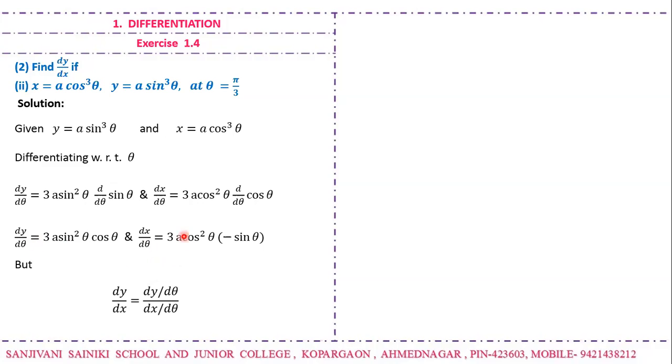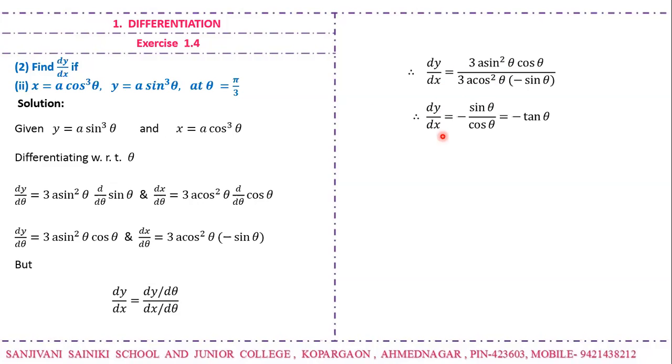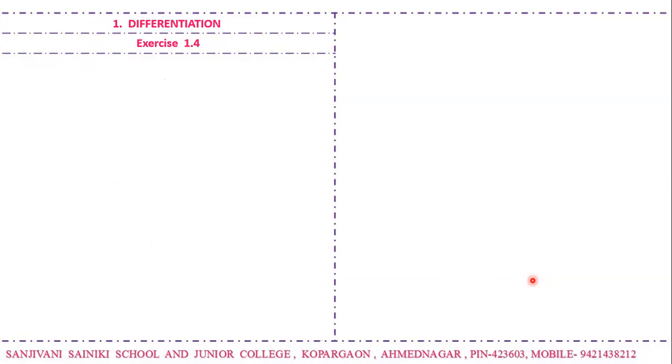Then after finding the derivative, use the parametric differentiation. Dy by dx is dy by d theta upon dx by d theta. Put those values in this formula and simplify. We come to dy by dx is minus tan theta, but we want to find the derivative at theta is equal to pi by 3. So we will put theta is equal to pi by 3 in this derivative. So we get dy by dx at theta is equal to pi by 3 is minus tan pi by 3, but tan pi by 3 is root 3. So we get the derivative at pi by 3 as minus root 3.